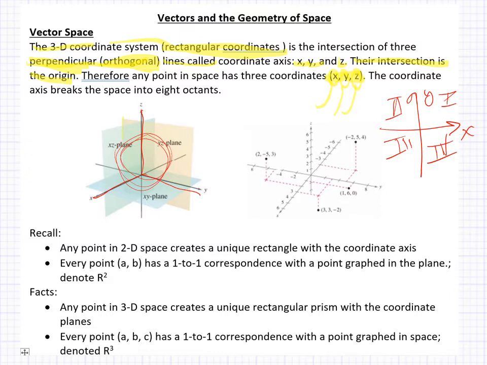And then we can move ourselves around. The one that sits back here would be the second octant. The one that sits behind the z-axis back there, third, and then the fourth octant. And then we go through and do 5, 6, 7, 8 the same way. 5, 6, 7, 8 would all be below the xy plane.